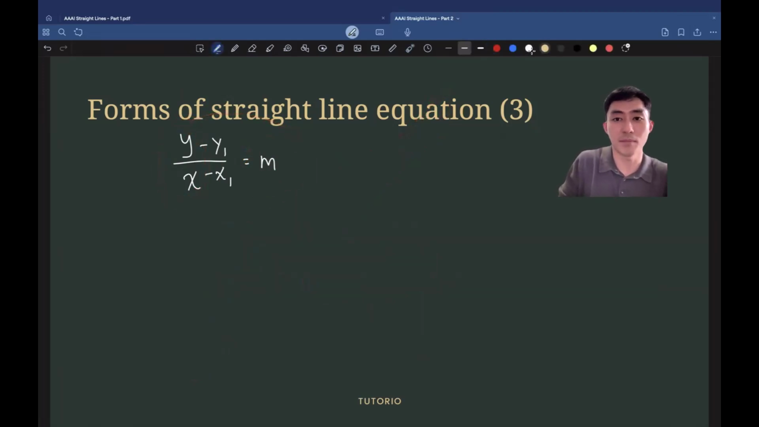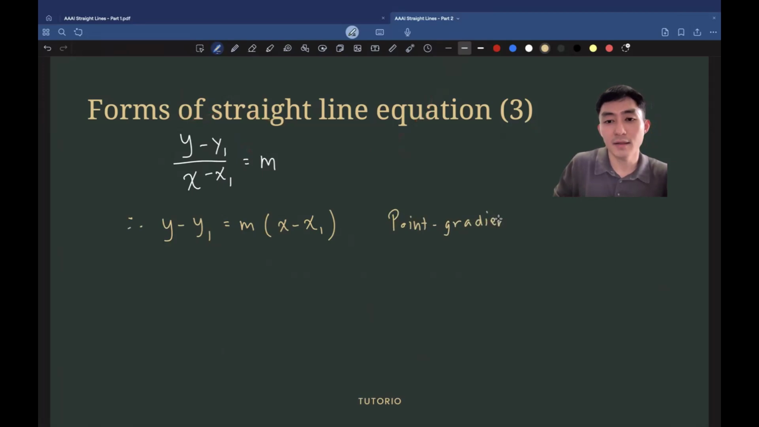So we get the point gradient form: y minus y1 equals m times x minus x1. Okay, so this is the first equation, the first form. We call it point gradient.